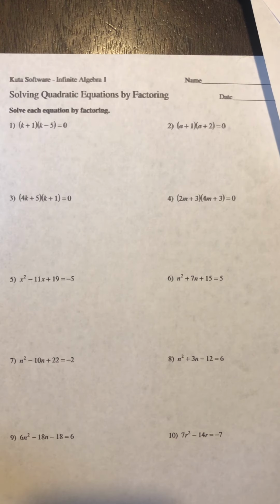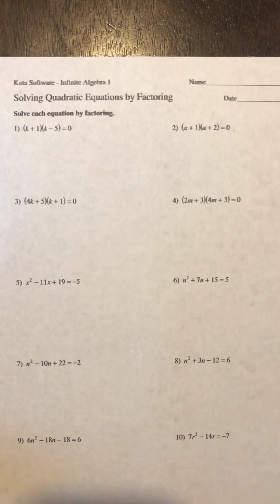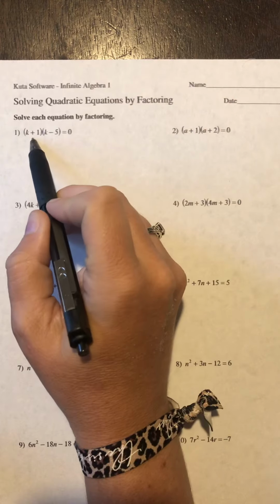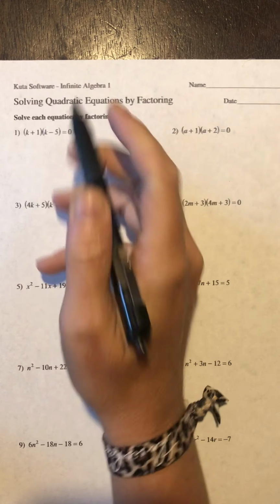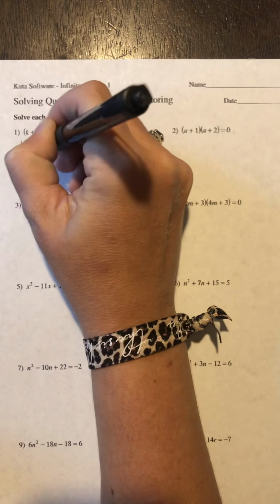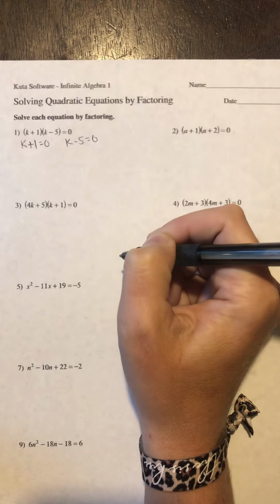All right, so we're going to find zeros. Another way to think about this is that you are finding the solution or solving these quadratic functions. So remember, we want either one of these two factors to be 0, so we're going to set them both equal to 0. So we have k plus 1 equals 0 and k minus 5 equals 0.